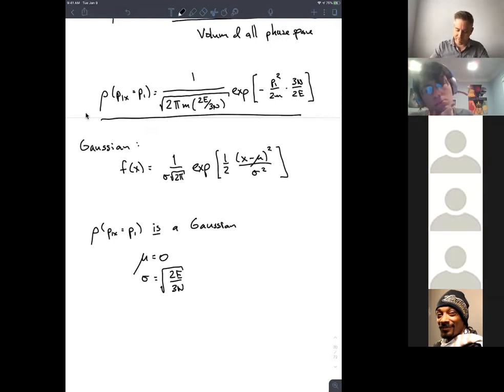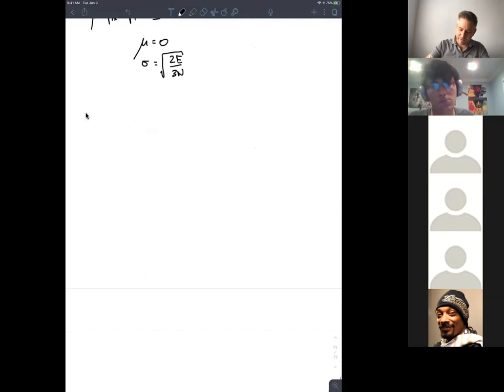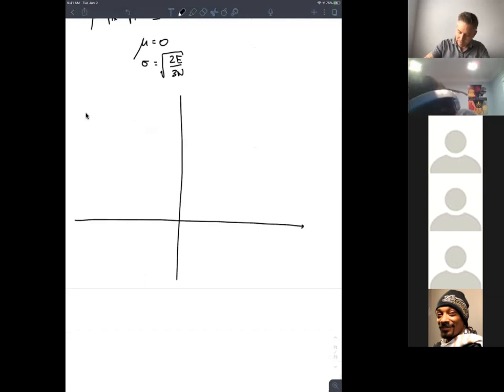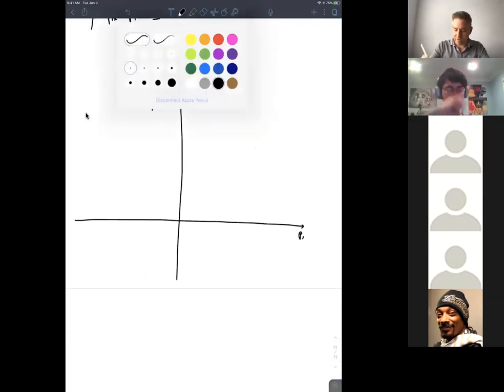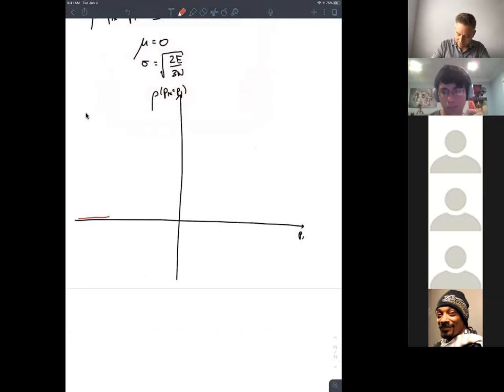Now what does that mean? That means that if we look at the probability density, and this is P1, then what this is going to look like is the following. It's this usual bell-shaped curve that you are all used to seeing. It's centered around 0.